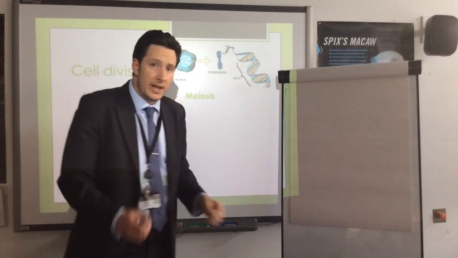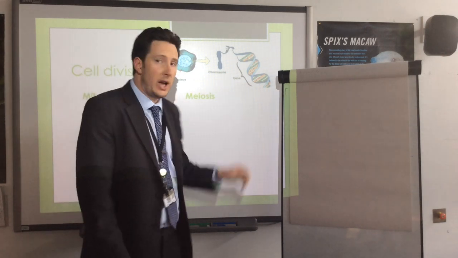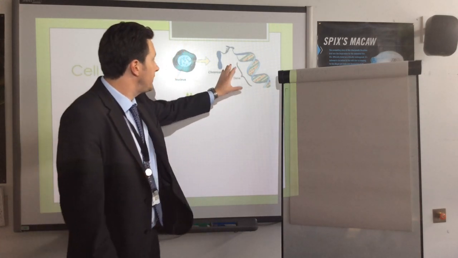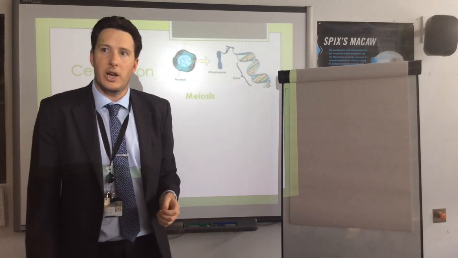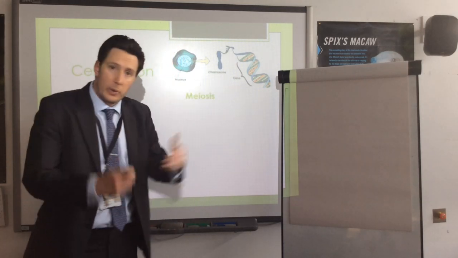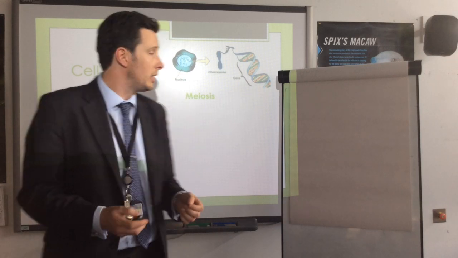If you were to roll out that DNA, stretch it out, a section of DNA is called a gene. It's a small section of DNA which controls a certain characteristic. And that characteristic is how we inherit different characteristics from our parents.